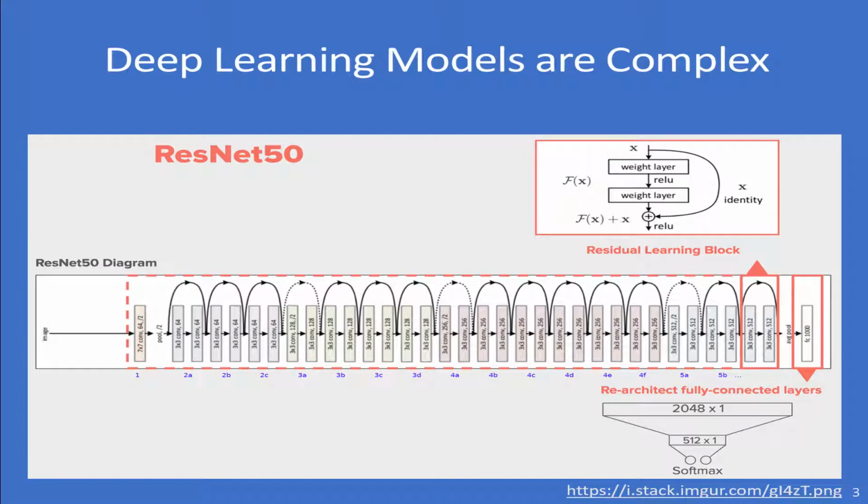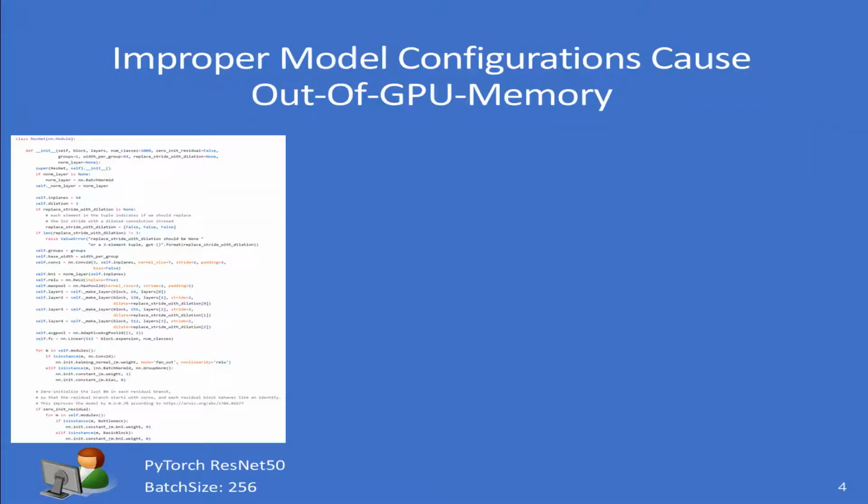Let us first look at a representative deep learning model, ResNet 50. This model is proposed to solve image classification problems. It has 50 layers, and more complex versions have even hundreds of layers. There are complex building blocks, such as convolution, residual connection, and fully connected layers.